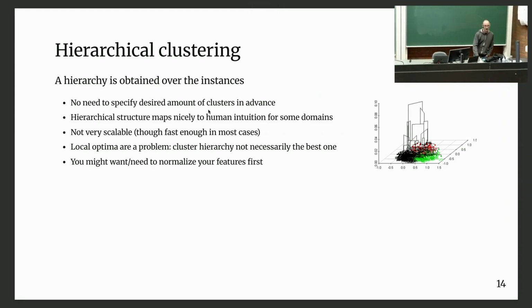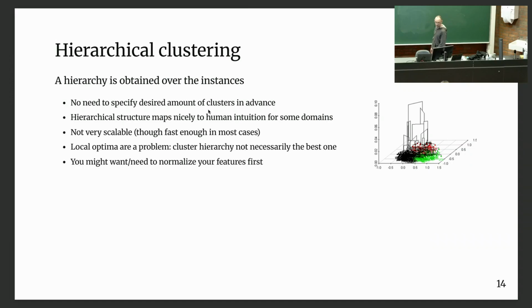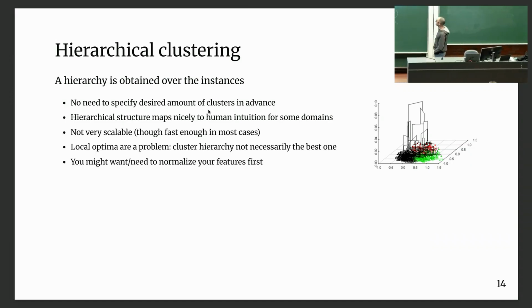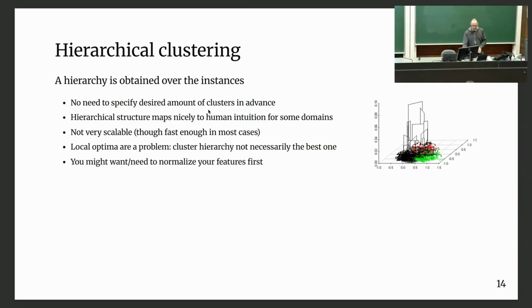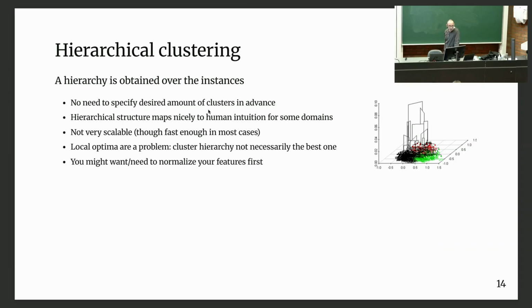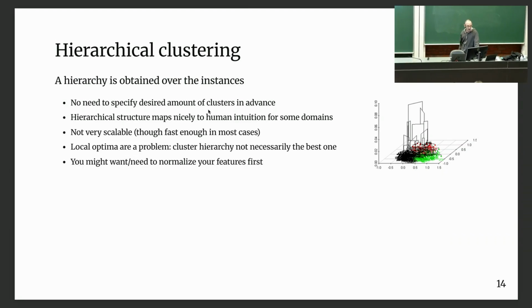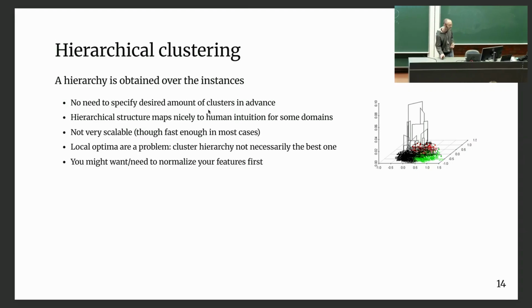At the end, you get a hierarchy, as already mentioned, because you start either by everybody being in its own cluster and you splitting them up, or you start at the bottom and you merge them step by step together. So with this, there is no need to specify your desired amount of clusters beforehand. You can just slide over this hierarchy and then see how many clusters that you want. You can zoom in and zoom out of this solution.